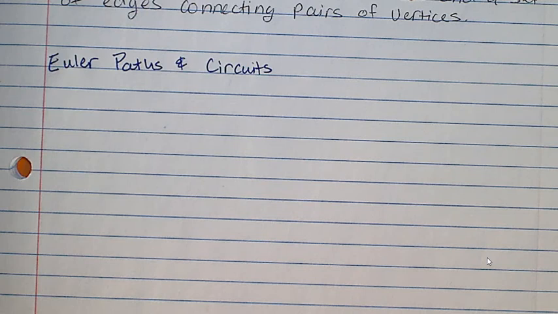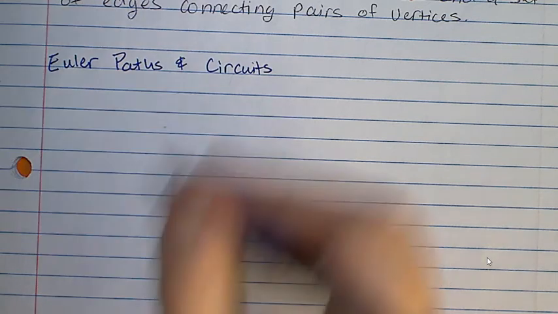I like Euler. Well, the guy's name looks like it's Euler, but the way it's pronounced is Euler. E-U-L-E-R is pronounced Euler. Okay. Euler. Sure.